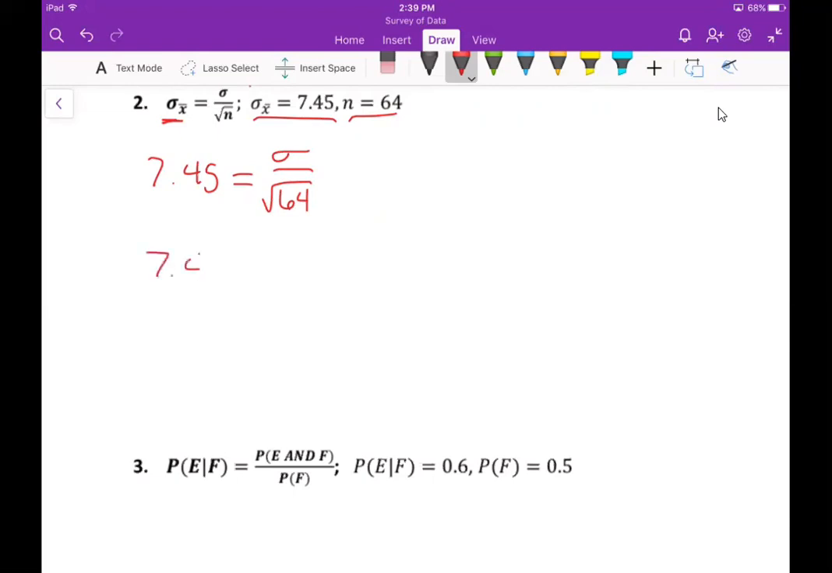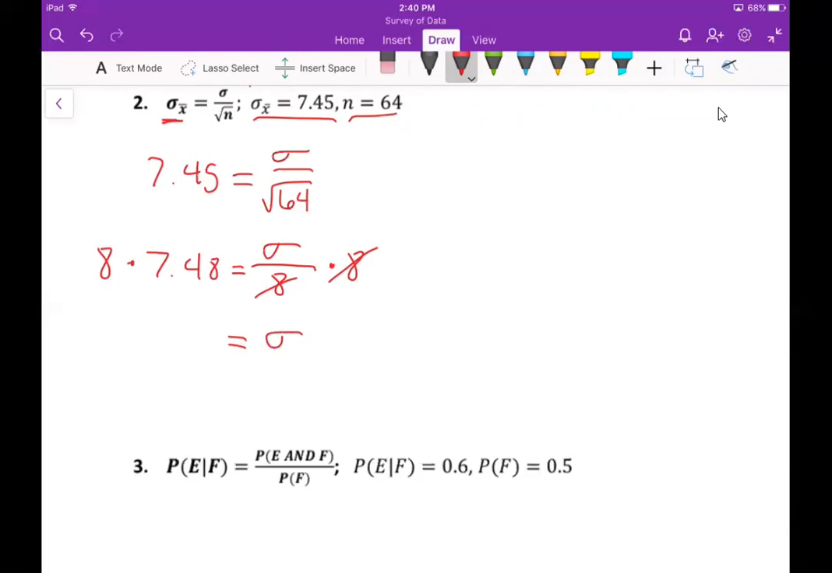So here we have 7.45. Simplify that square root first. The square root of 64 is 8. Now you have a linear equation we're familiar with. We're solving for this symbol in the numerator, so I need to multiply out that 8 that's being divided by my variable. Multiply by 8 on both sides. I get that symbol by itself, so I've solved for it.